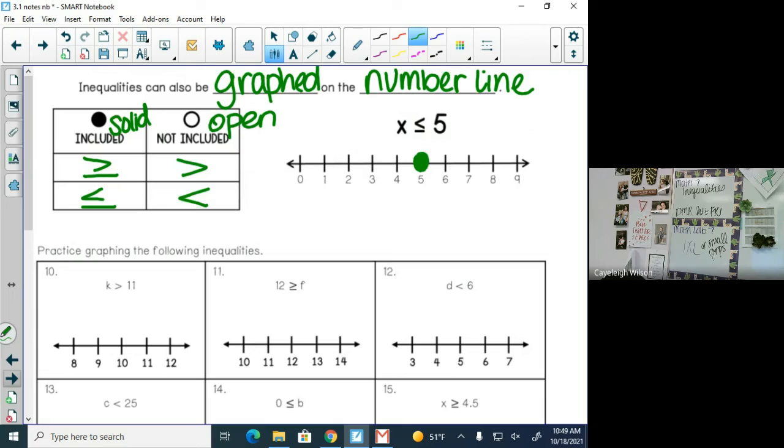All right, and then I have to determine which way to draw my arrow, which way the answers go. So, can anybody read me this inequality? All right, James. X is less than or equal to 5. Okay, so which numbers are on the line that are less than 5? To the left. So this way. So 4, 3, 2, 1, 0. Those are the numbers that are less than 5.